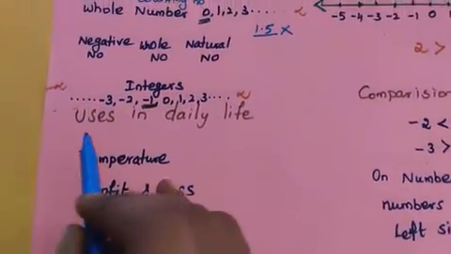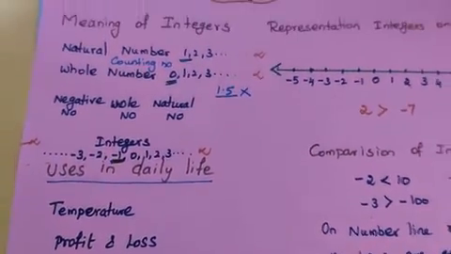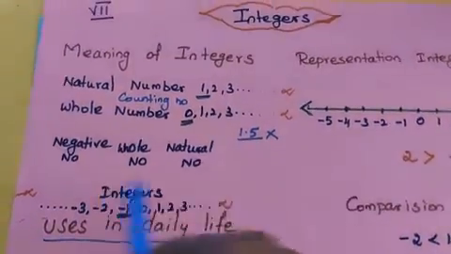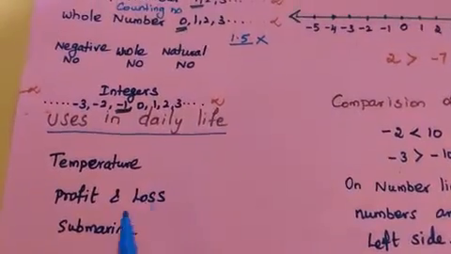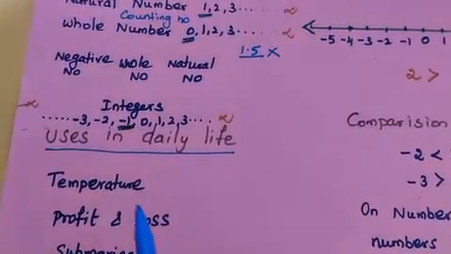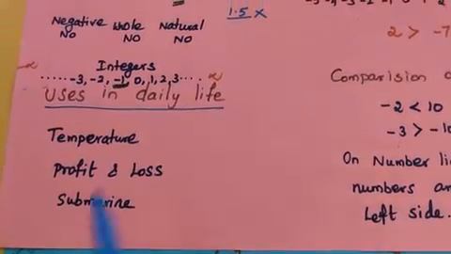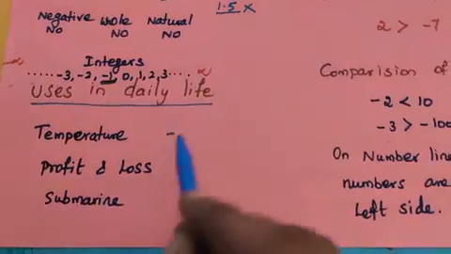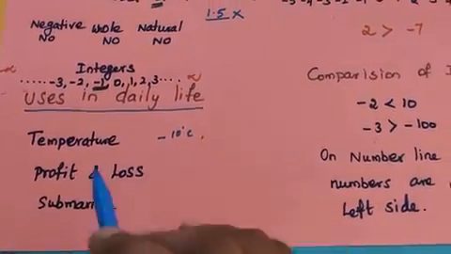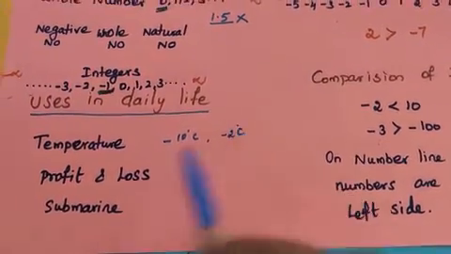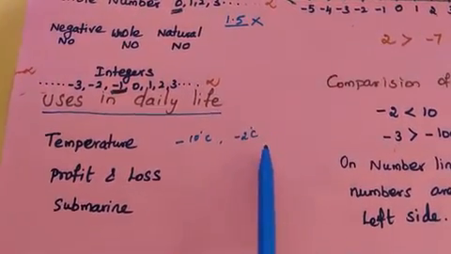And now come to the next topic, that is uses in daily life, where we are using these numbers in our daily life. I hope you are clear about the meaning of integers. Now we came to uses in daily life. First, in the news channel or somewhere else, when the temperature goes down, they'll say minus 10 degrees C. And if it goes less than that, minus 2 degrees C, like that they will say. So there I can see the minus values.